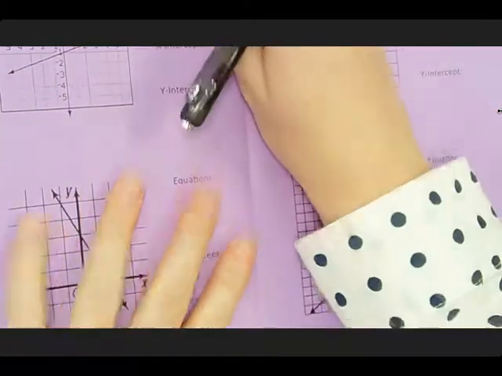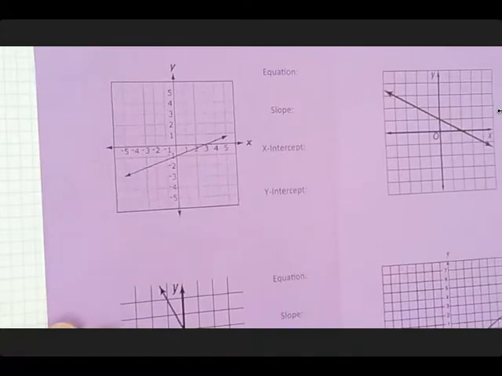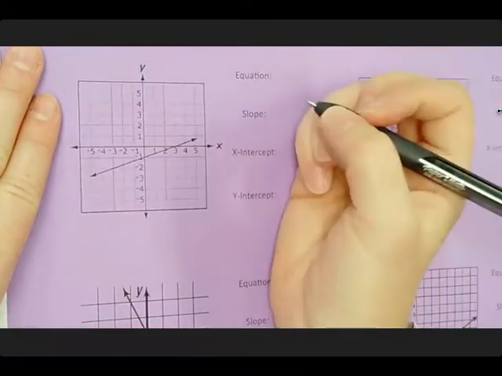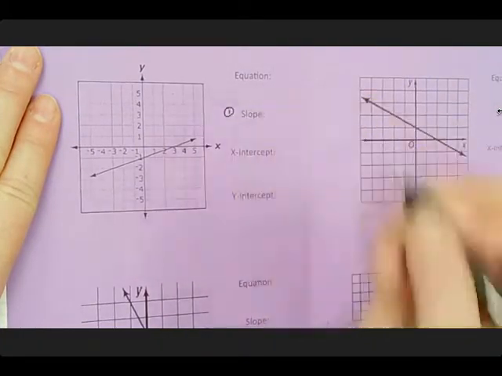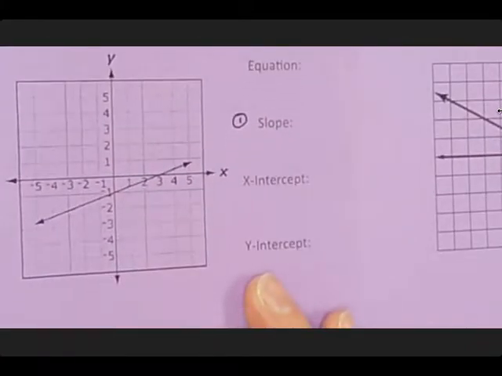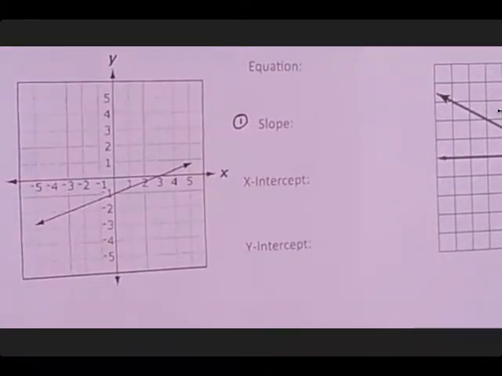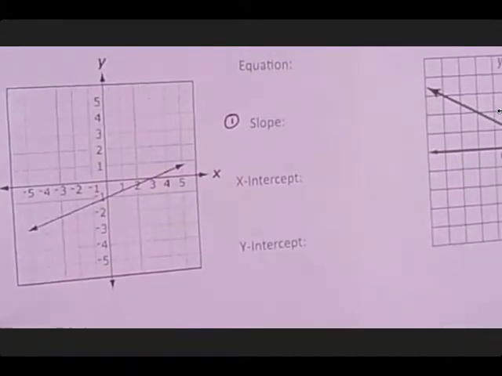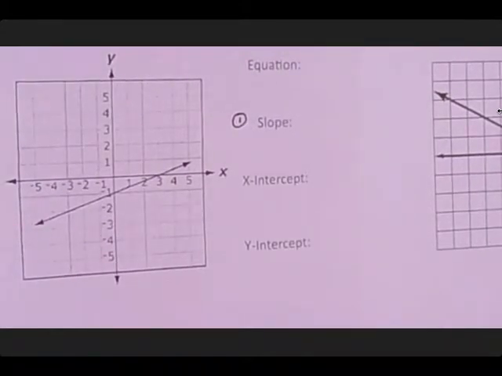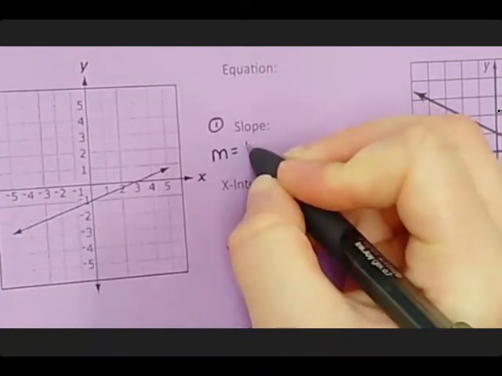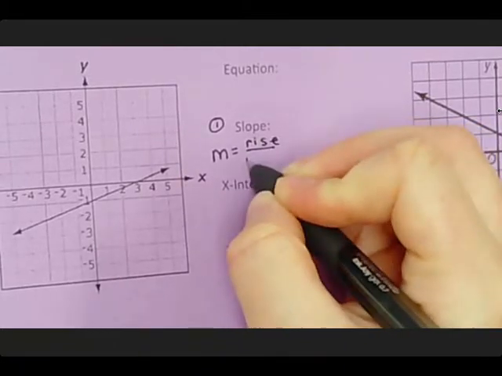Okay, so let's open up our foldable. We have equation, slope, x-intercept, and y-intercept. So the first one that we're going to find is the slope. So put a 1 on slope. That'll be the first thing. Okay, so thinking back to how we find our slope, we're finding it from a graph. So we are going to count rise over run. So we're going to put m equals rise over run.